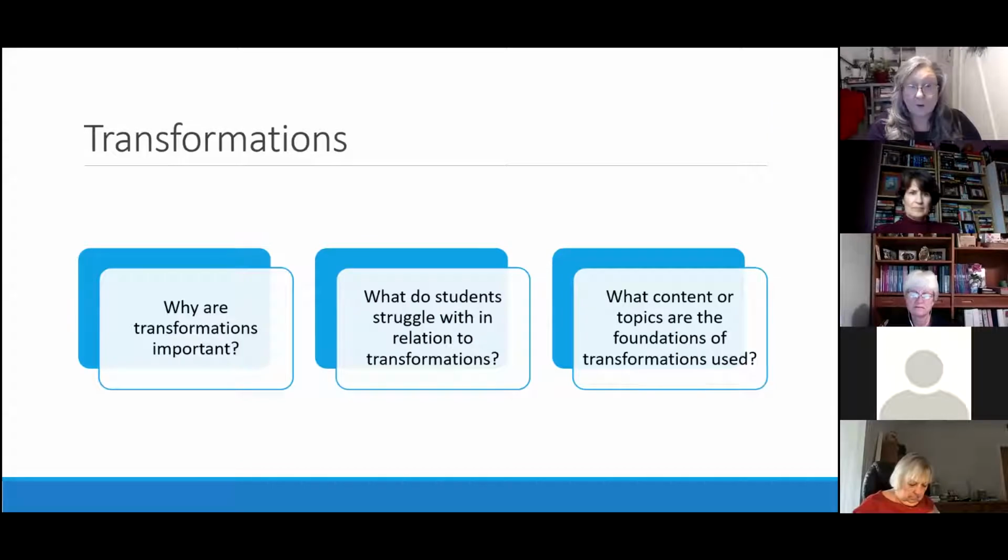So think about these questions as we go forward. Why are transformations important? What do students struggle with in relation to transformations? And what content or topics are the foundations of transformations used? Especially in secondary mathematics, transformations are used more widely than sometimes we might even think.